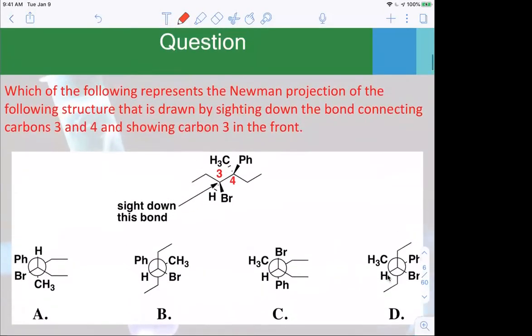So here's a question. Which of the following represents the Newman projection of the following structure that is drawn by sighting down the bond connecting carbons 3 and 4 and showing carbon 3? So again, this is a 1, 2, 3, 4, 5, 6 carbon hexane, but I'm only interested in how it looks from carbon 3 to 4. So if I look at carbon 3, I've got a hydrogen going down. I have this bromine coming at me. And then I sort of have that ethyl group there.